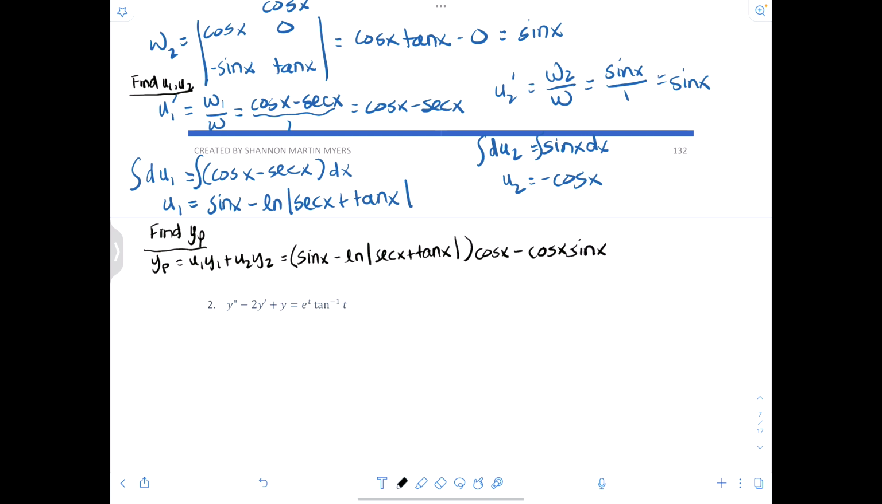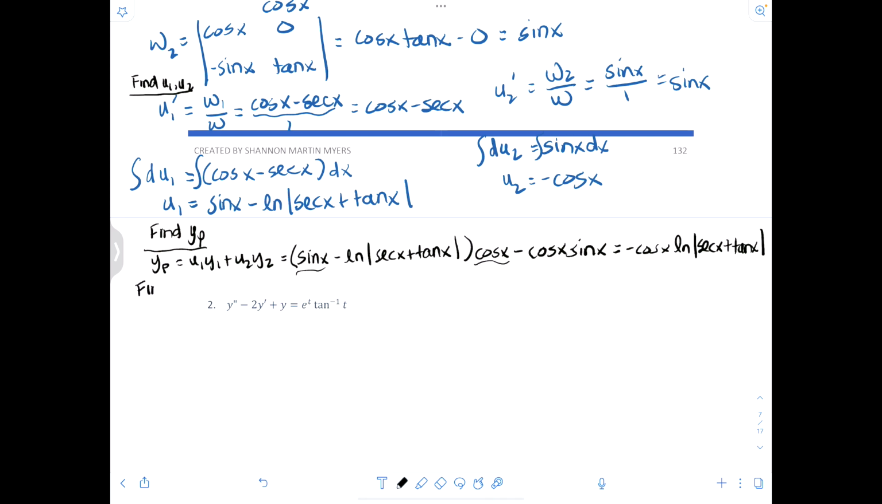sine x. Now notice we have a positive factor of cosine x times sine x when you distribute the cosine x, so those will zero out. So we actually just get negative cosine x times natural log absolute secant x plus tangent x for the particular.